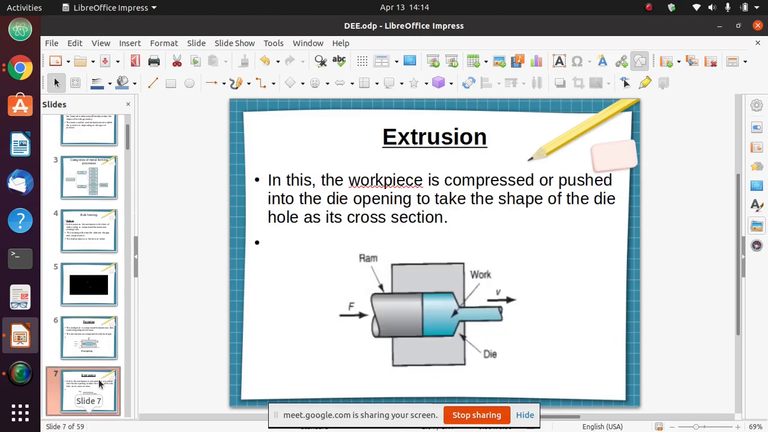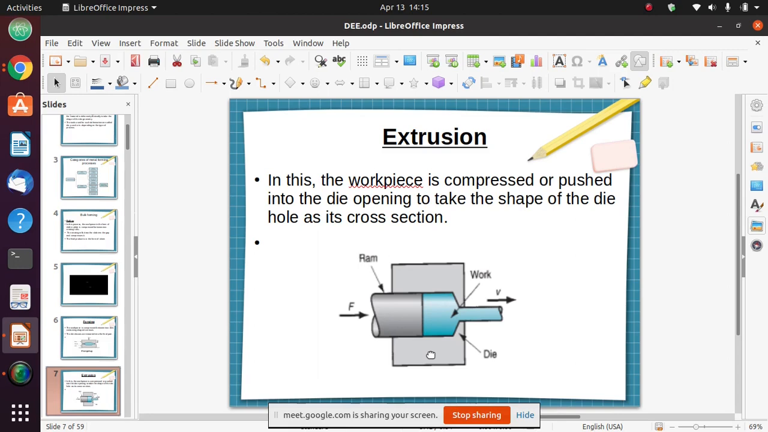We have another process which is known as extrusion. This is a process in which your workpiece is being pushed through a die that has a hole here. When you push your workpiece, the cross-sectional area of that workpiece decreases. So that is what is known as extrusion. That area can be of any cross-sectional shape that you want it to be. You can have a cylindrical workpiece, but your hole in the die is rectangular or triangular.